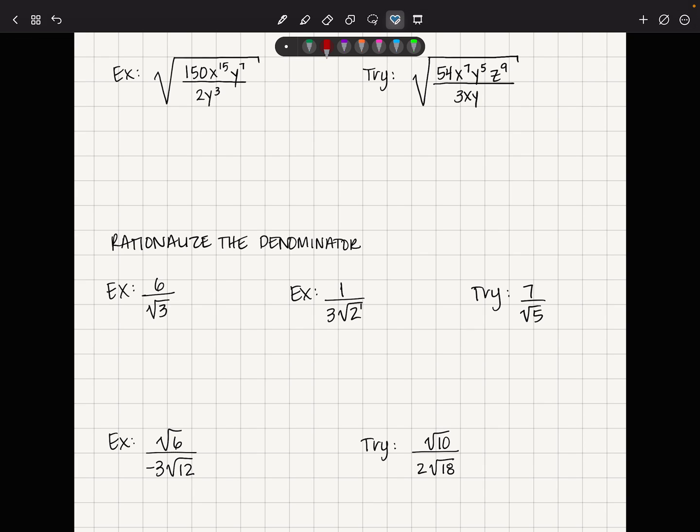Okay, here are 2 more problems. If you want to give yourself a try on these, press pause and then come back and check your work.